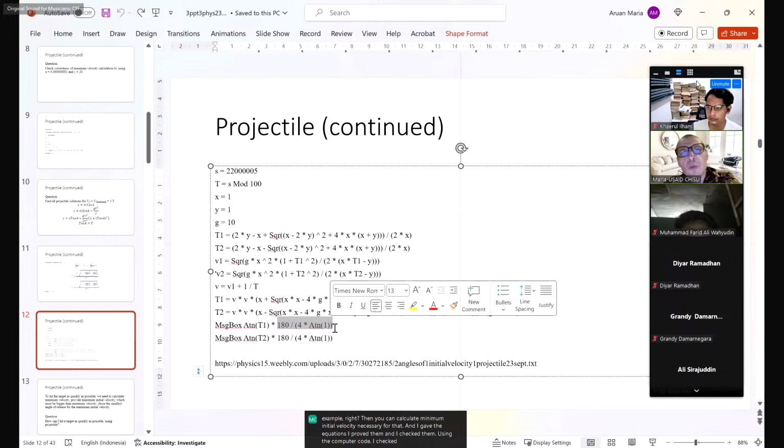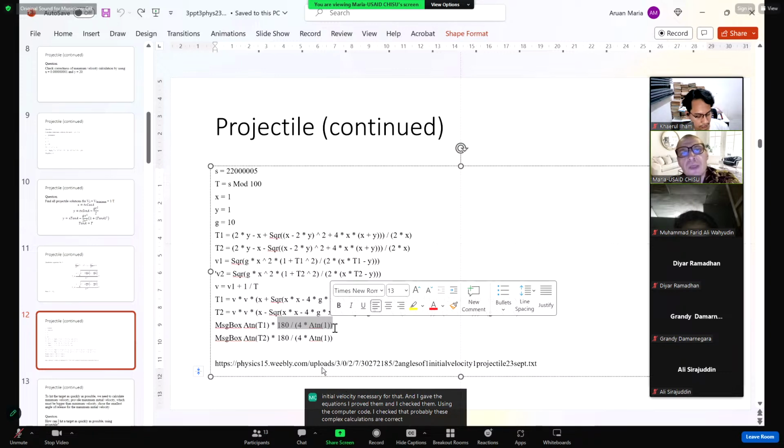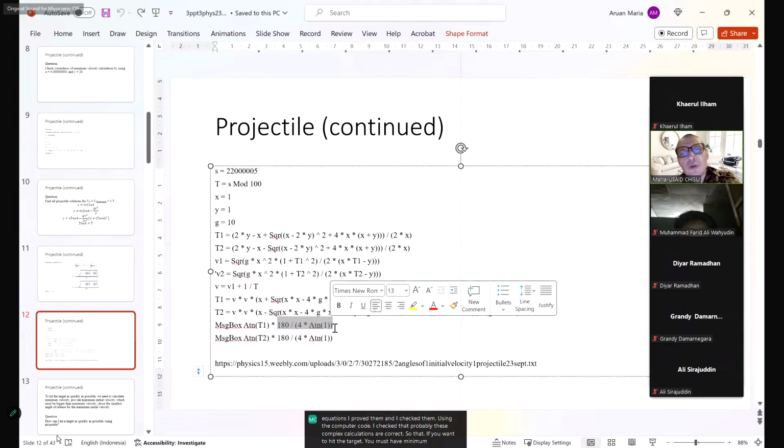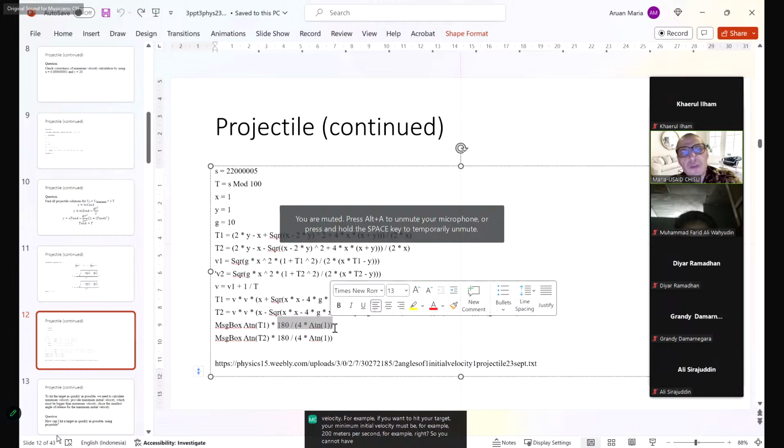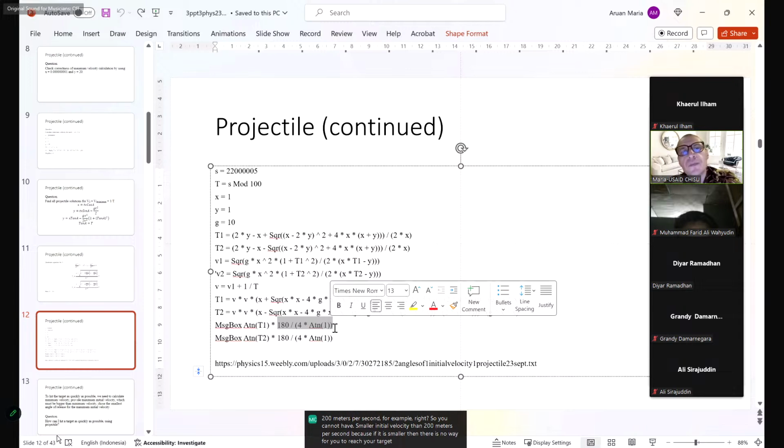I checked that these complex calculations are correct, so if you want to hit the target, you must have a minimum initial velocity. For example, your minimum initial velocity must be 200 meters per second. So you cannot have a smaller initial velocity than 200 meters per second, because if it is smaller, there is no way for you to reach your target, okay?